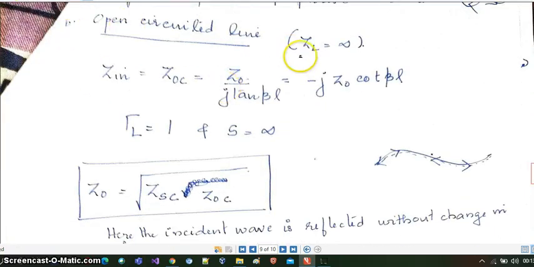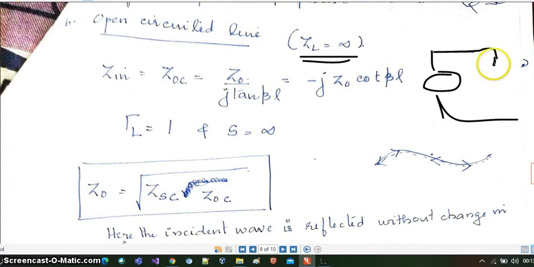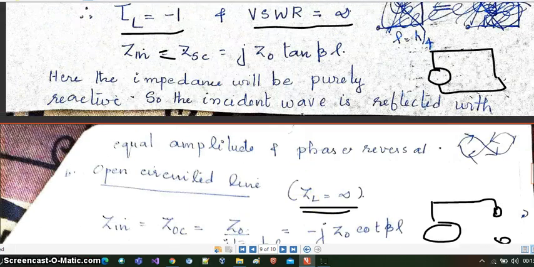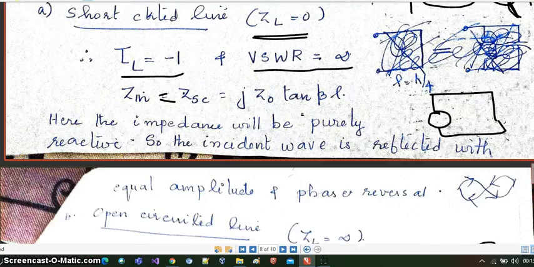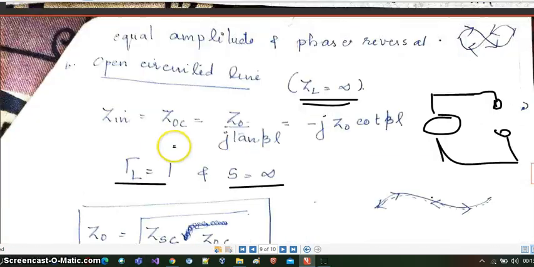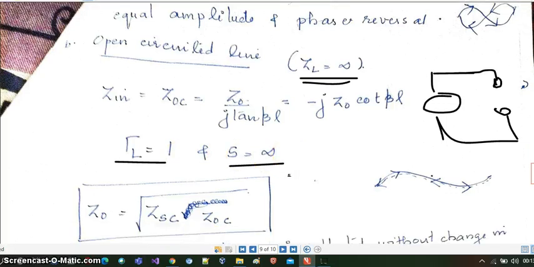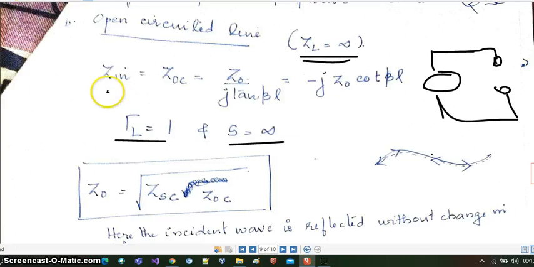Similarly, coming to the open circuited line, your ZL is infinity. That means it will look something like this. This is your ZS and this is your ZL. That is, it will be open circuited. So in that case, your tau will be 1 and S will be infinity. You can substitute the condition in tau, and finally the tau can be substituted in S. And the input impedance is equal to ZOC, where OC represents open circuit, which will be equal to Z0 by j tan beta L, which is equal to minus jZ0 cot beta L. This will be your input impedance for the open circuit line.